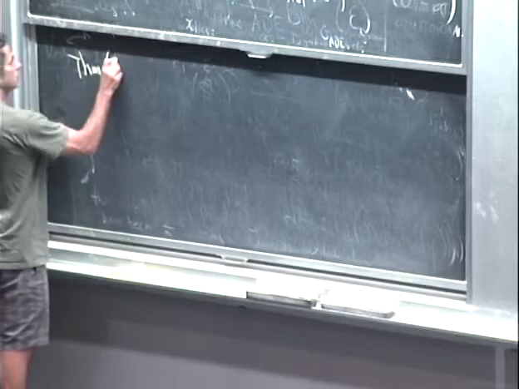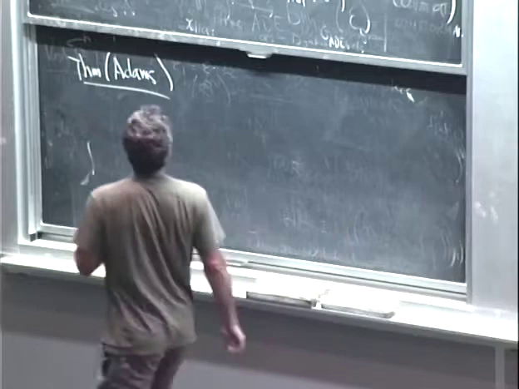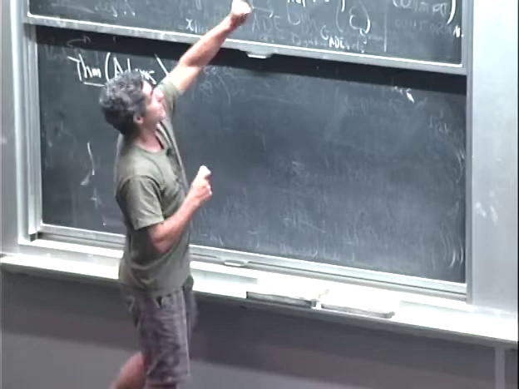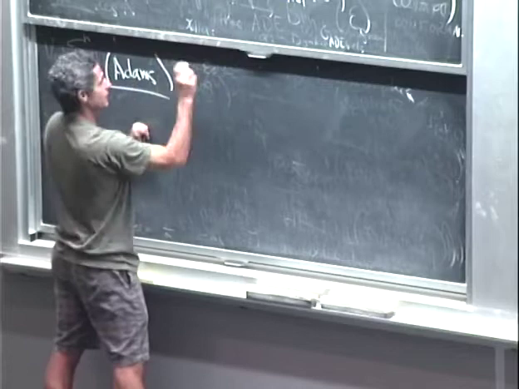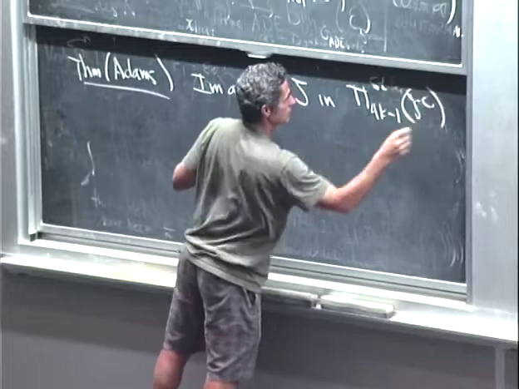And in some sense, this represents the most sophisticated part of the homotopy groups of spheres that is really easily understood. And so Adams' theorem says that, I'm going to restrict to k divisible by 4. Let me write it like this: the image of J in pi 4k minus 1 is a summand.